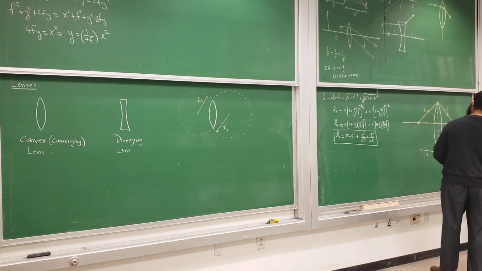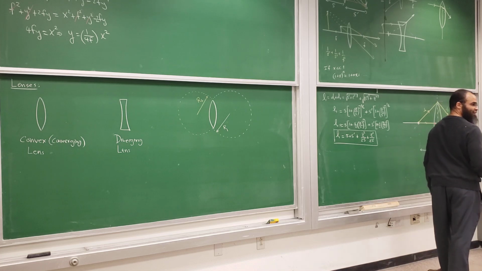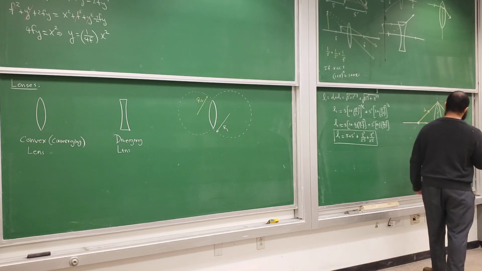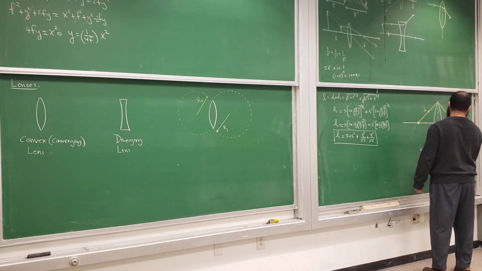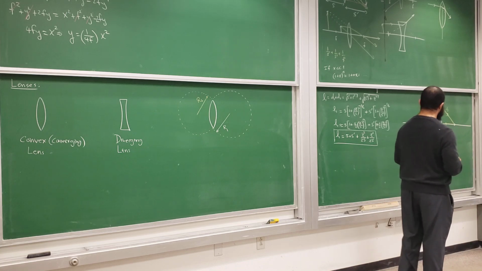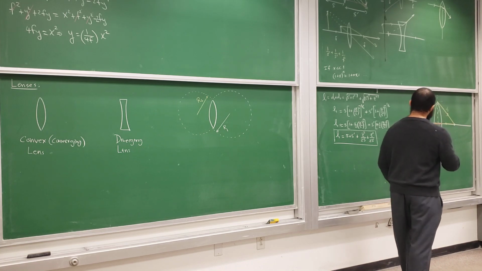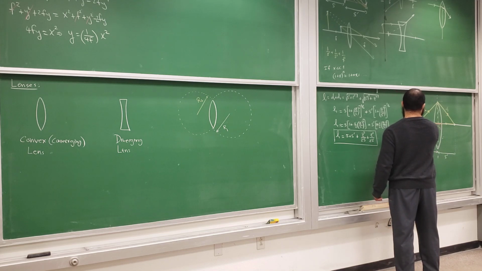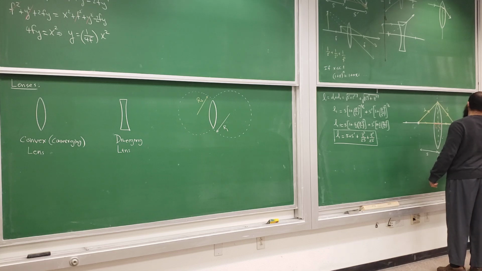So let me name this number here. I'm going to call it delta 1. Okay? And this small thing here, I'm going to call it delta 2. Okay? Delta 2. Just bear with me. Is that okay? All right. So now the radius of curvature here, for this one, is R2. And the radius of curvature here is R1.